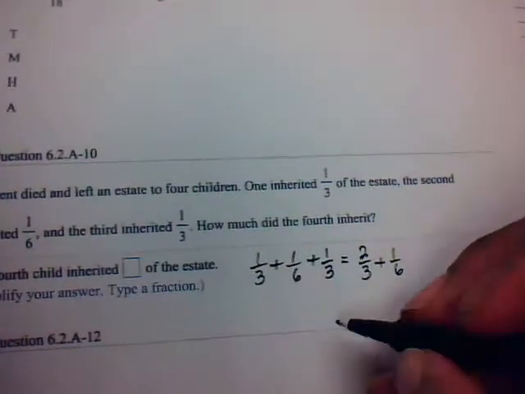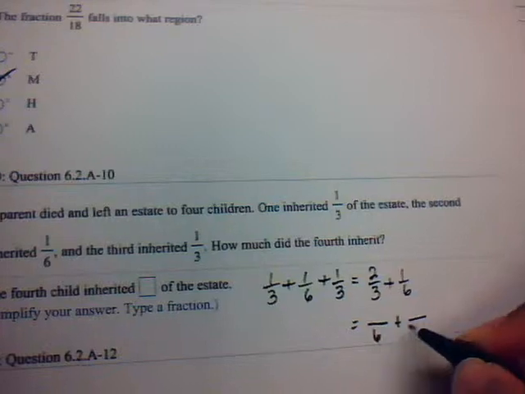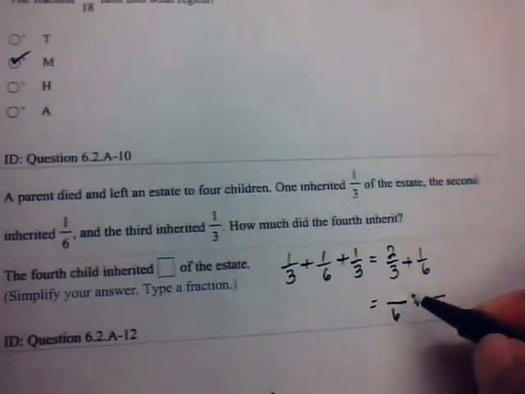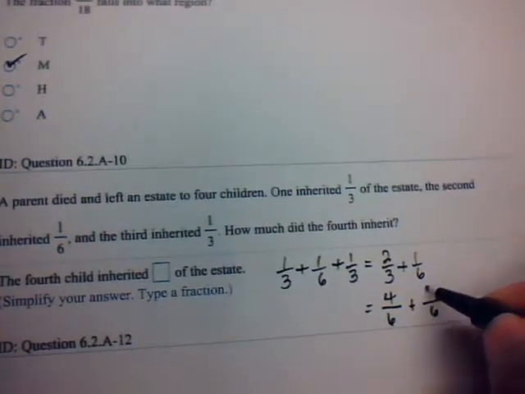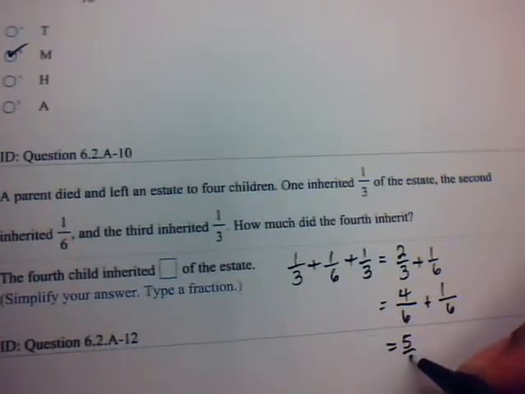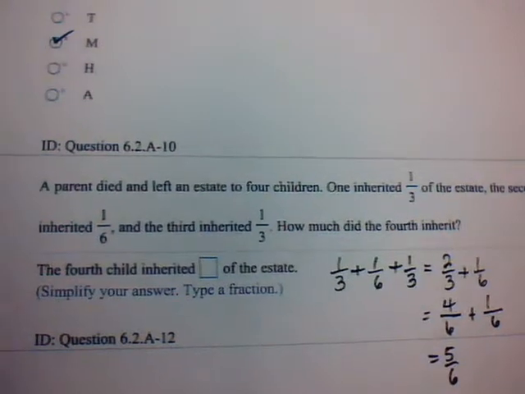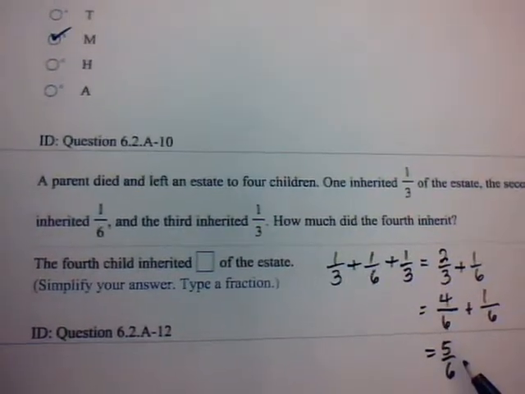And now what I need to do here is find the common denominator of 3 and 6. That's simply going to be 6. And then write an equivalent fraction for 2/3, which will be 4/6. And the 1/6 will remain the same. So here, if I add 4/6 and 1/6, you're going to get 5/6. So the 3 children inherited a total of 5/6 of the estate.